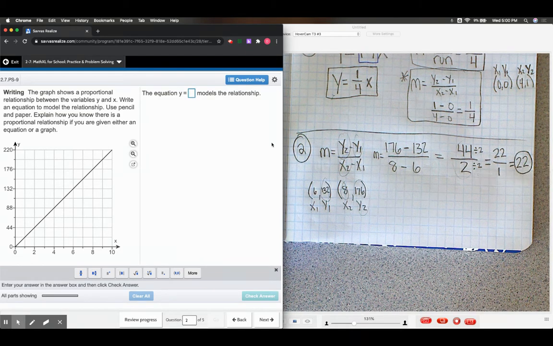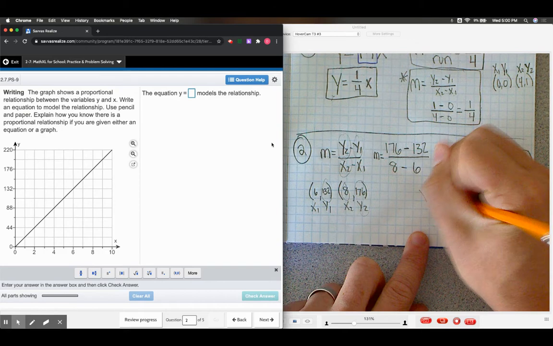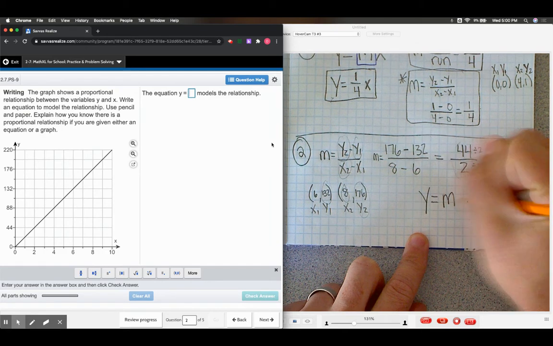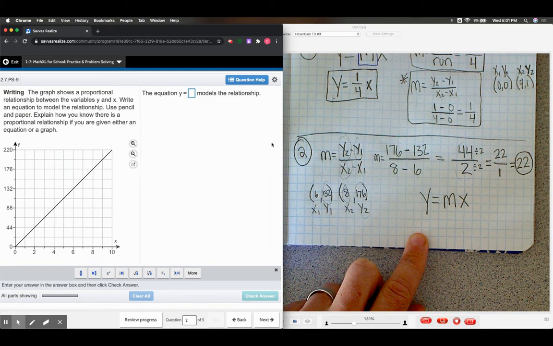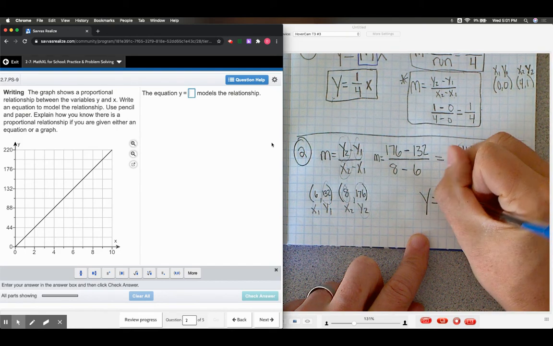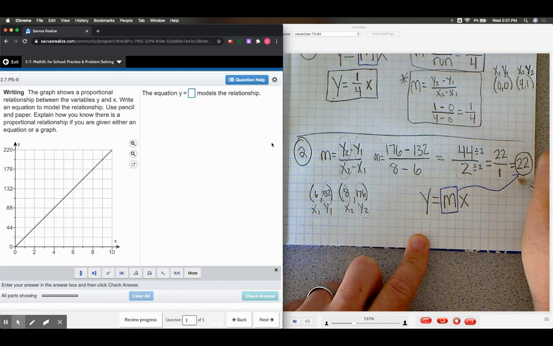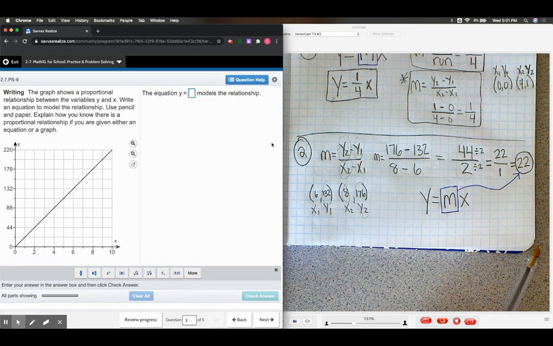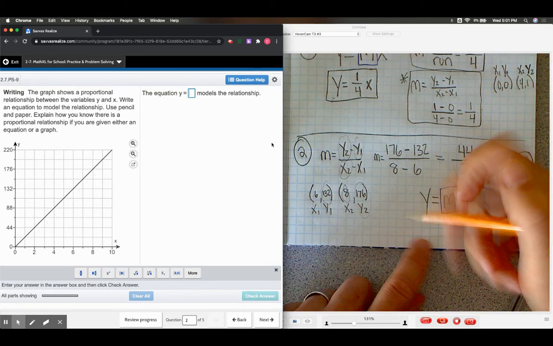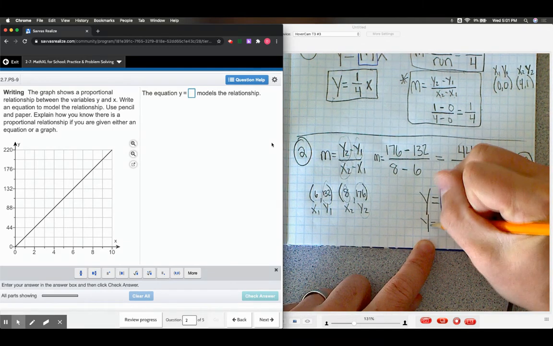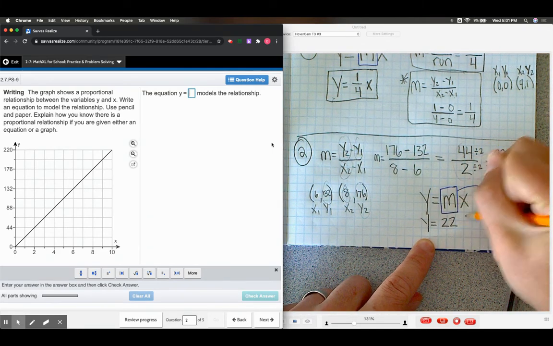So when we write equations, what part are we going to fill in? We're going to leave y alone. We're going to leave the x in there, and we're going to fill in m as our slope, which again looks like it's 22. So it looks like in our notes, our equation that we're going to type into Realize is going to be y equals 22x.